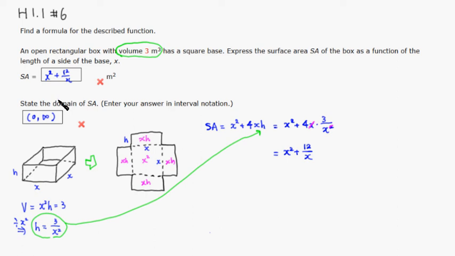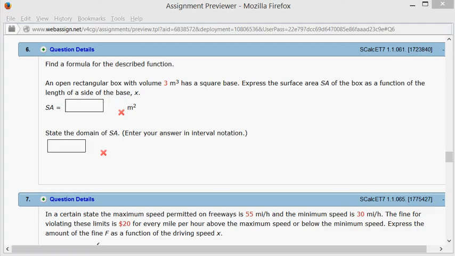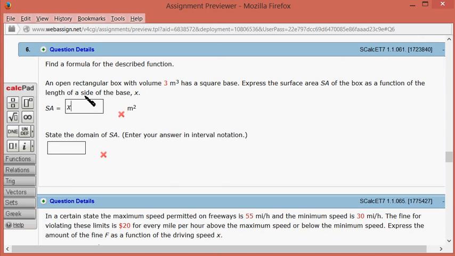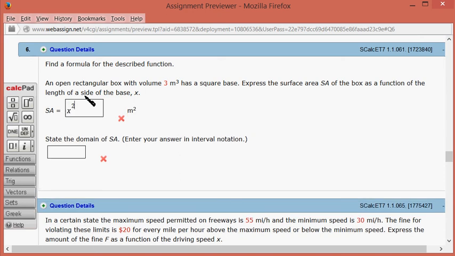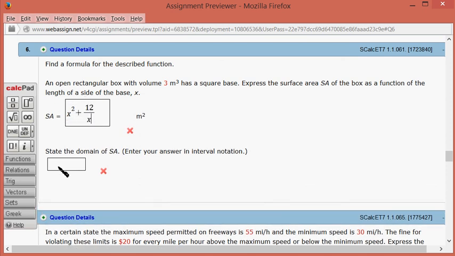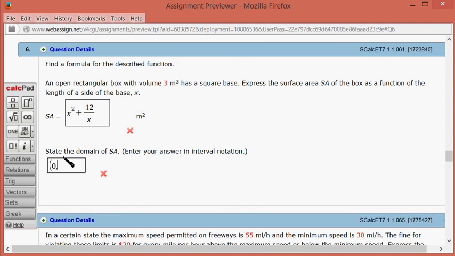Alright, so let's type this in. What we found was x squared plus 12 over x, and the domain is from 0 to infinity.